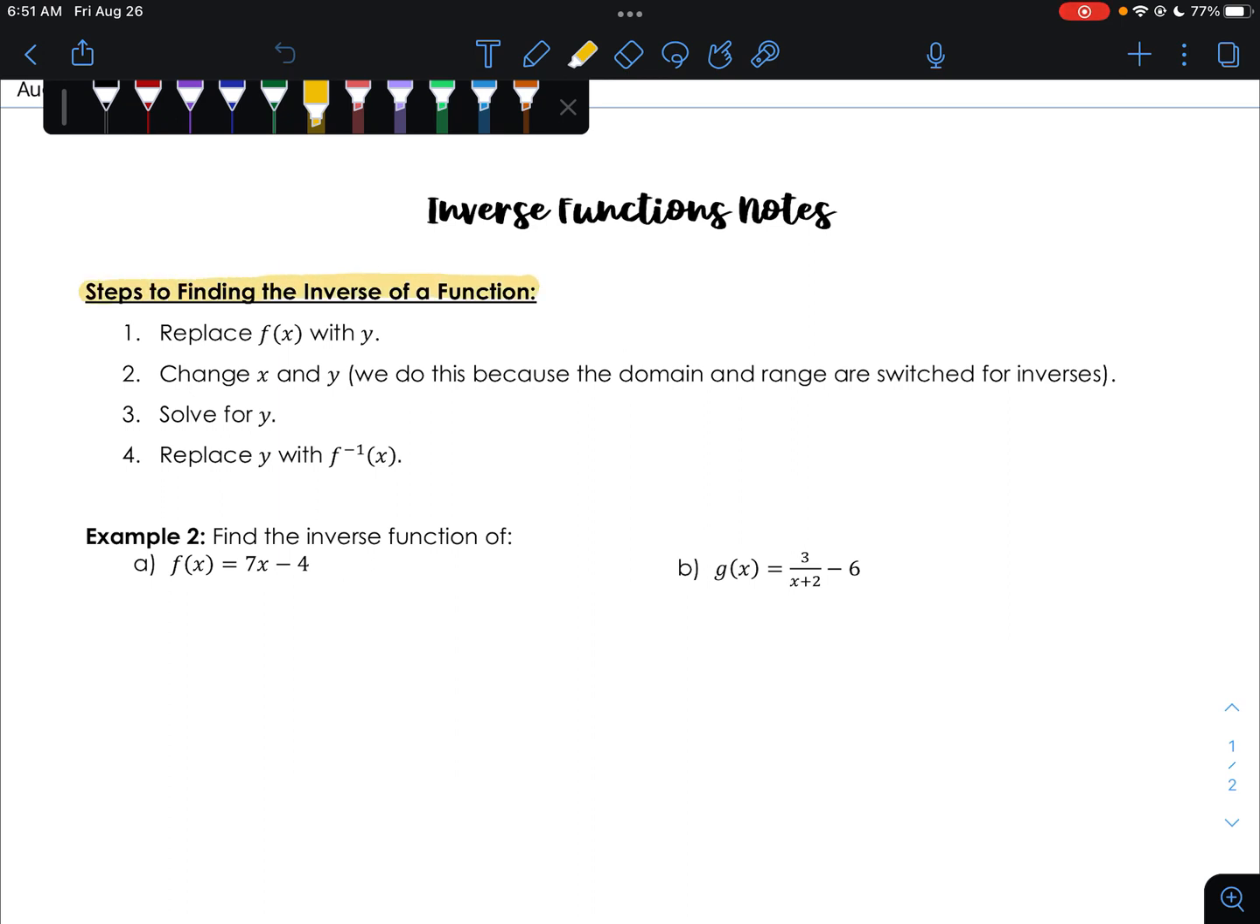So to find the inverse of a function, step 1, you're going to replace f of x with y, or g of x with y, h of x with y, whatever you have. Then you are going to switch the x and the y because the domain and range are switched for inverses. And then you're going to solve for y again. Once you solve for y, you'll replace your y with the f inverse or g inverse, whatever function you're given.